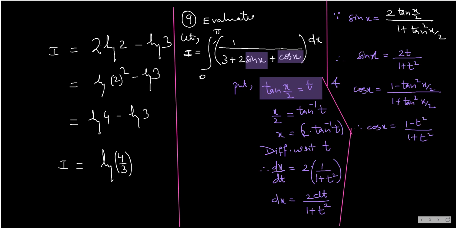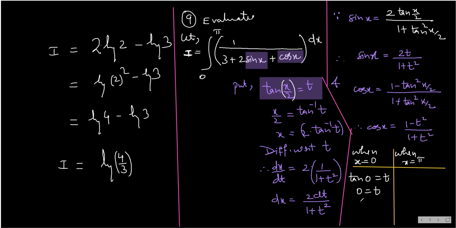What I do is I now write, oh, not yet. Why? Because now we need to change the interval. See here, the interval is 0 to pi for x. I need to write it for t. So I write when x is 0 and when x is pi. When x is 0, I put x as 0 here, so I get tan of 0 by 2 is t, that is t equals 0.